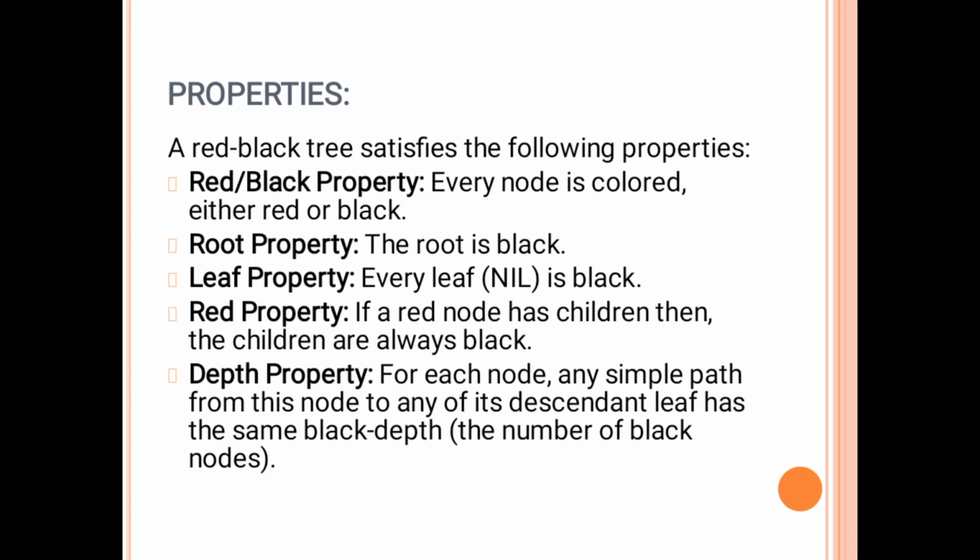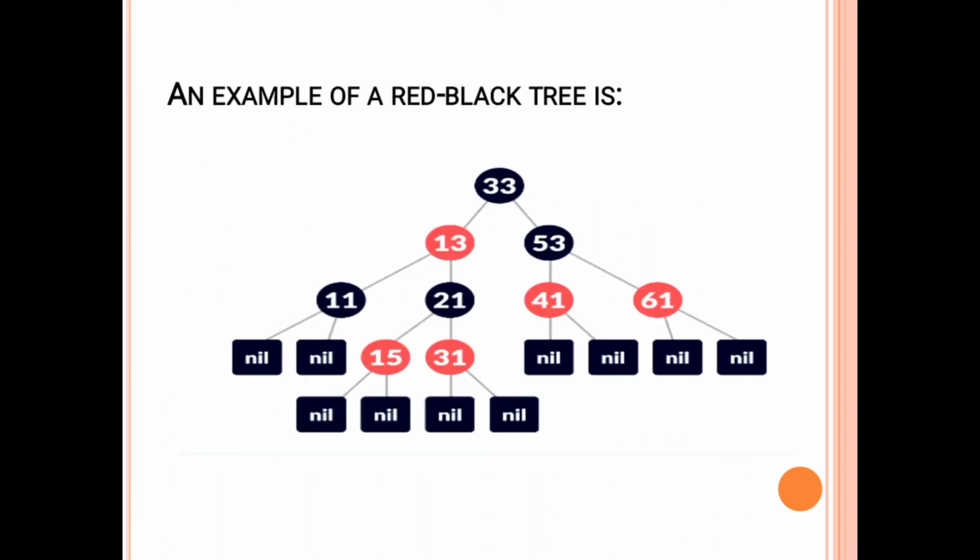Now in the fifth property, let us see how to calculate the height of the tree. In this way we can see it. Here at 33, the level has 2 nodes, so we maintain 2 black nodes. Then at another level we see 33 and 13, 21 and 31.